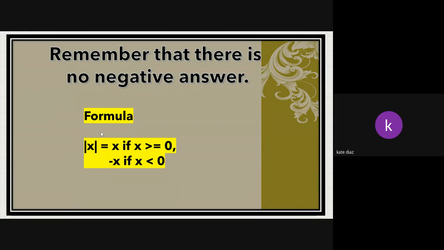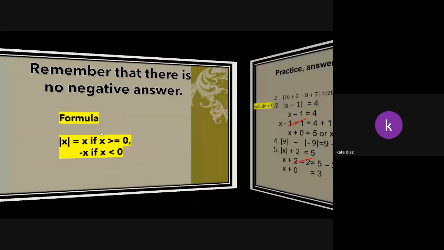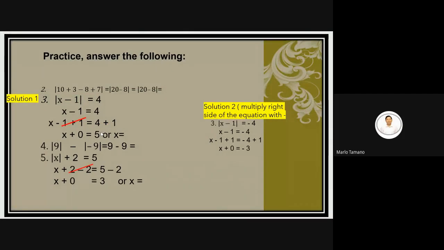Okay. Alright, so practice answer the following. Number 1, we have here the absolute value of -12 plus absolute value of 12 is equal to, ilabas nyo muna yung absolute value as your solution. The absolute value of negative 12 is 12. The absolute value of positive 12 is 12. Then add. And that is 24. Can you follow? Next.